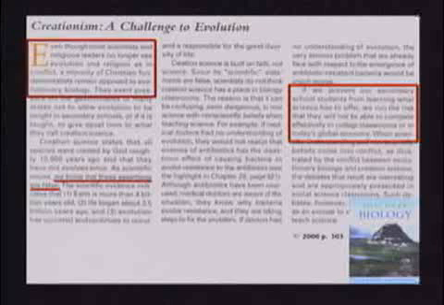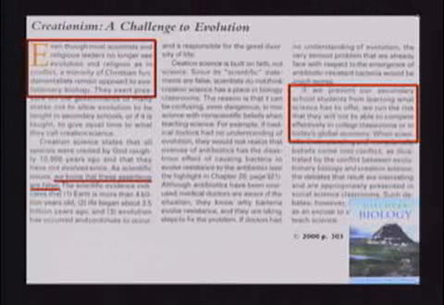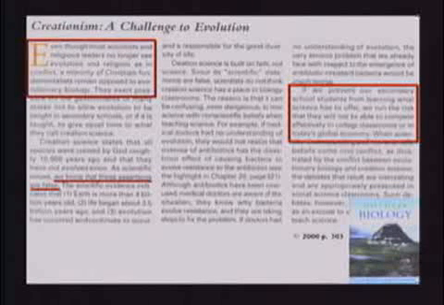This textbook says, boys and girls, even though most scientists and religious leaders no longer see evolution and religion as in conflict, a minority of Christian fundamentalists remain opposed to evolutionary biology. This is called slanted journalism. A minority of fundamentalists, they're trying to marginalize those, even though it's the majority of the population of America that believes this, not the minority. Look what it says over here.